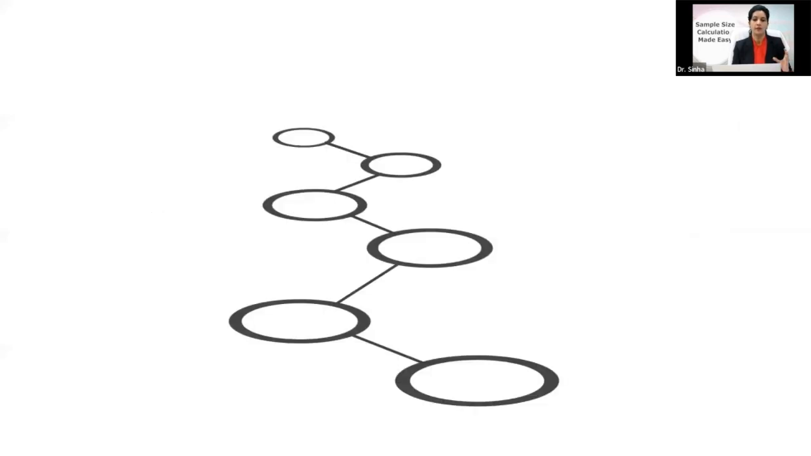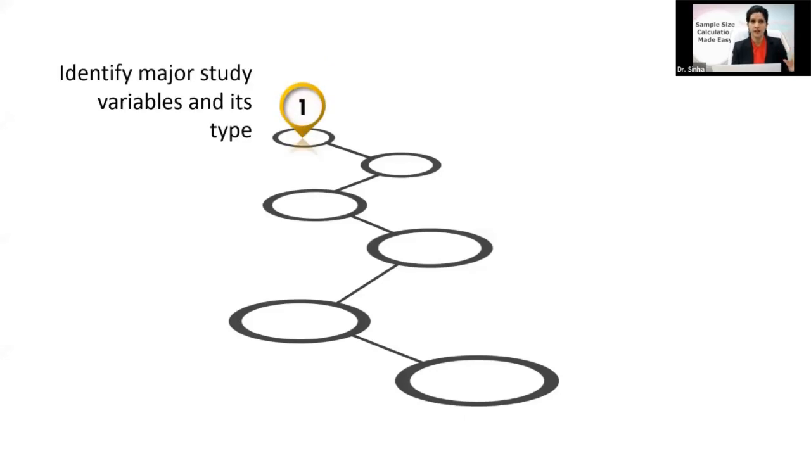Now coming to the steps in sample size calculation. There are basically a few steps involved. If you go through those steps, everything is very organized and you can interpret it very scientifically. The first step is you should identify the outcome or the major study variable of your research question, or from your objective.